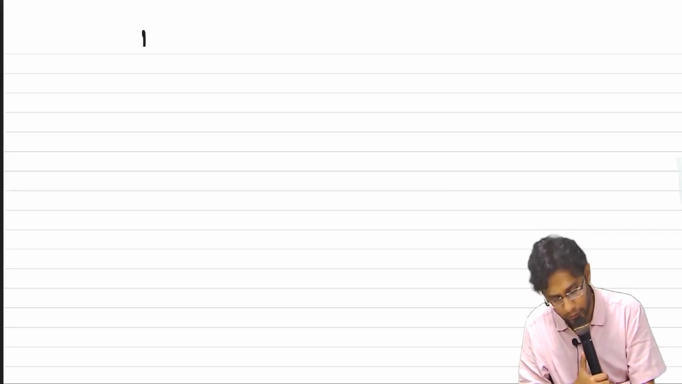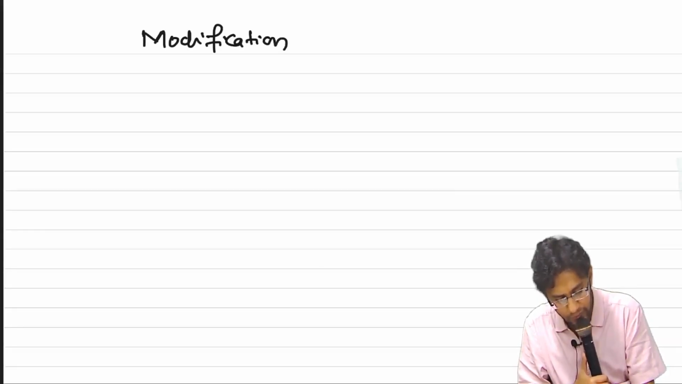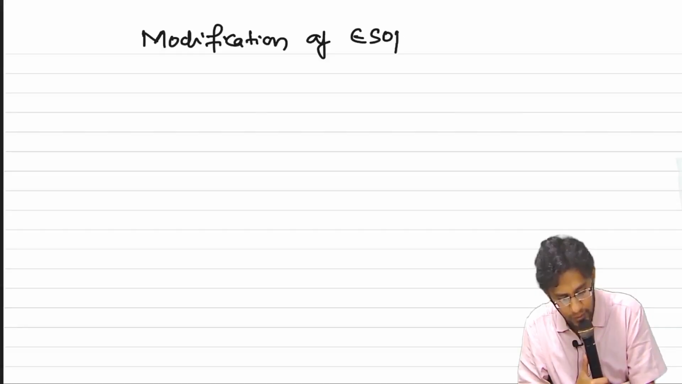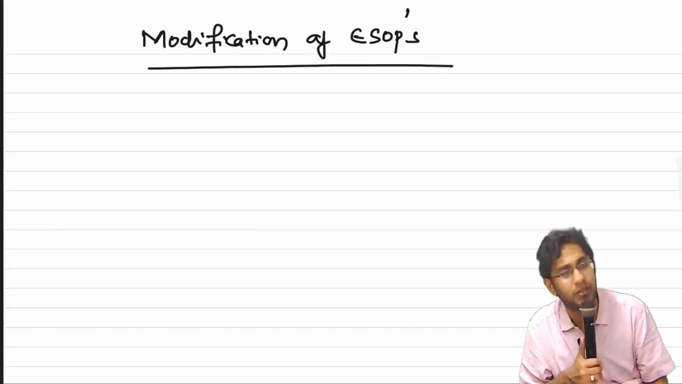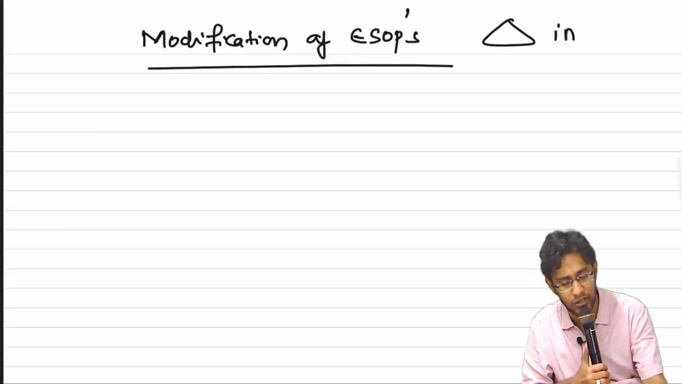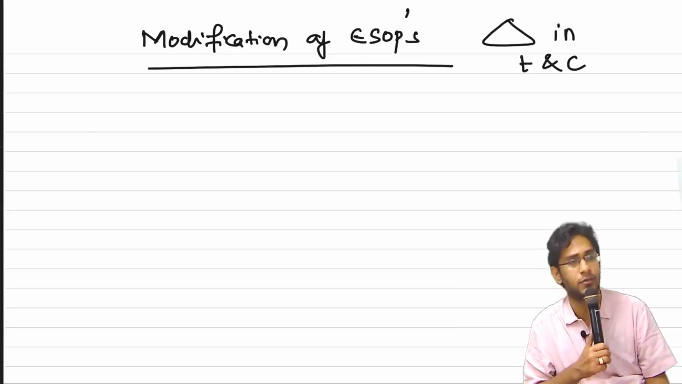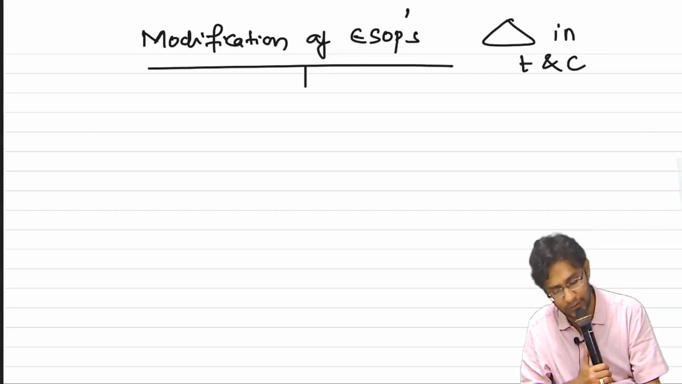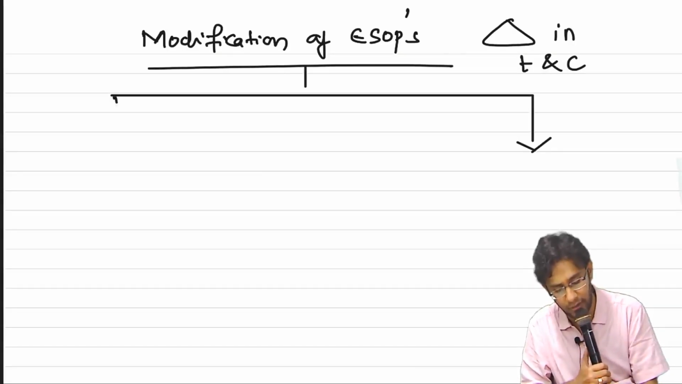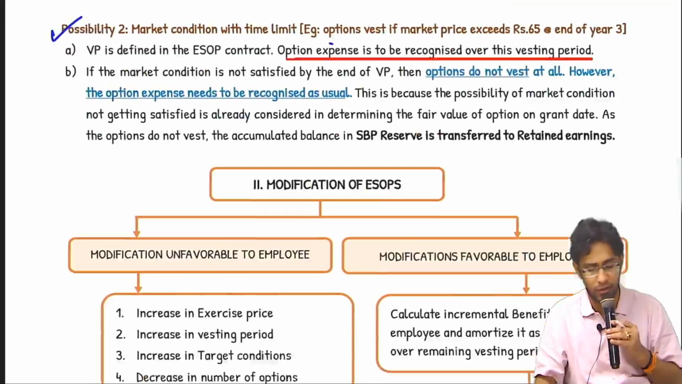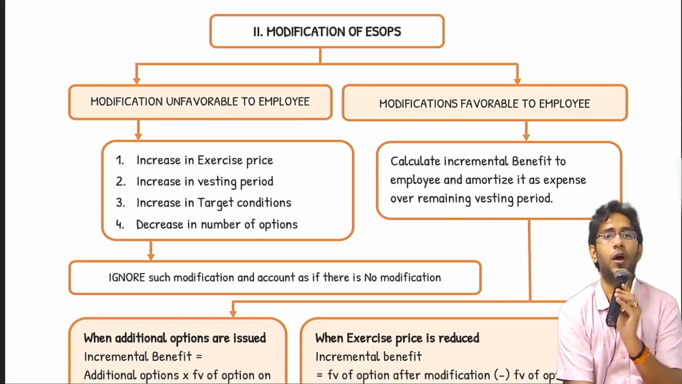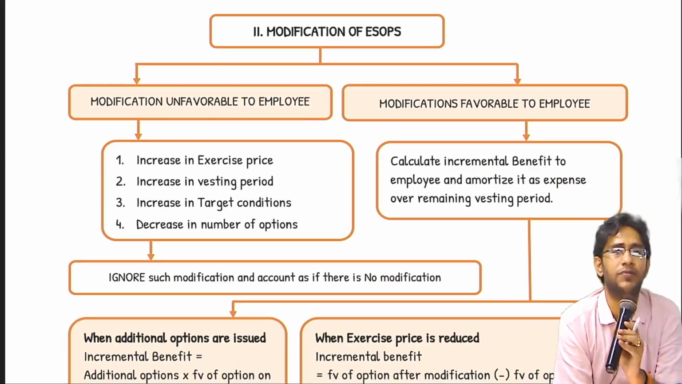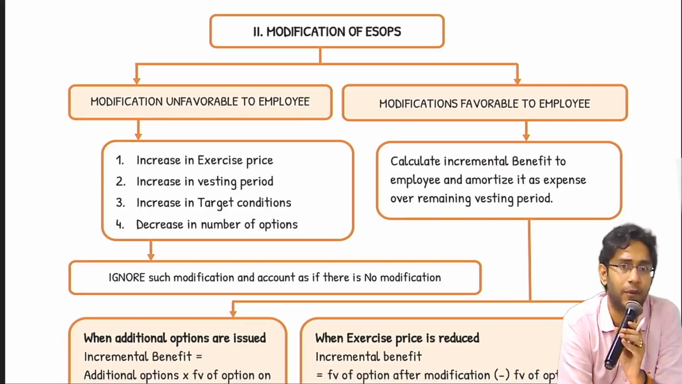Okay, the last 2 points are in ESOPs. One is modification of ESOP. By default, what is the meaning of the term modification? A change in terms and conditions is called modification. The standard will ask you to identify whether a modification is favorable to the employee or unfavorable to the employee. What is a favorable or unfavorable modification?